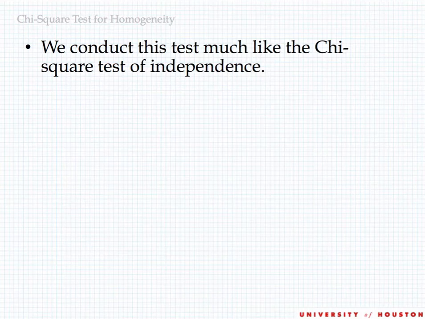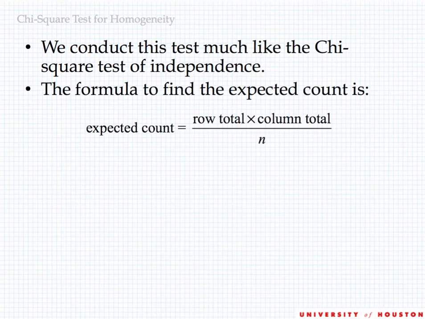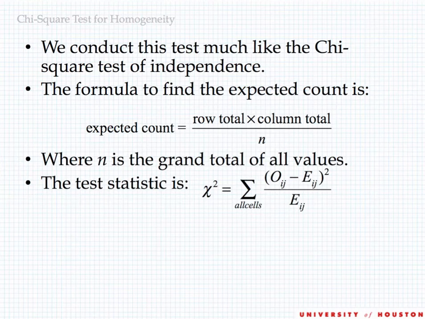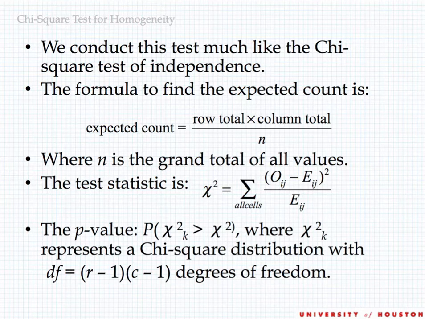We conduct this test much like our chi-squared test of independence. The formula for our expected count is row total times column total divided by n, where n is the grand total of all values. The test statistic is the sum of the observed minus expected squared divided by expected, and our probability is the probability that chi-square is greater than this test statistic with the degrees of freedom of rows minus 1 times columns minus 1.